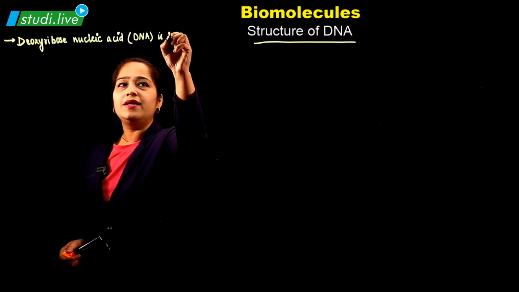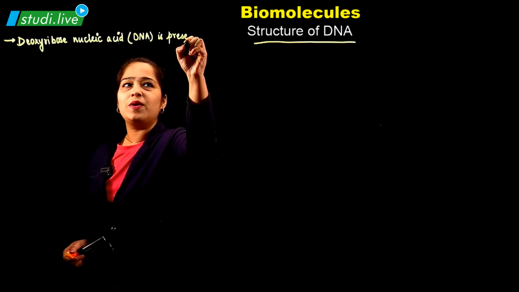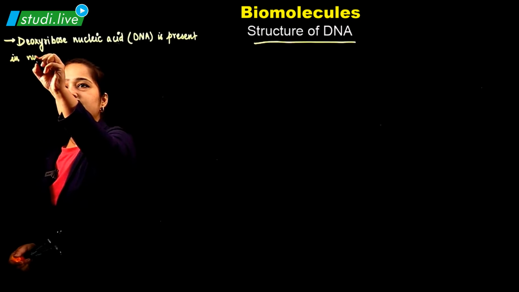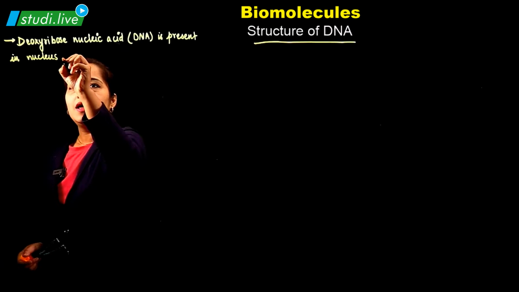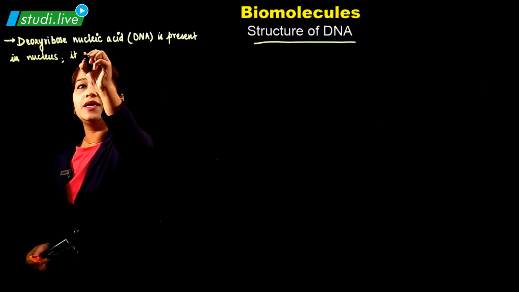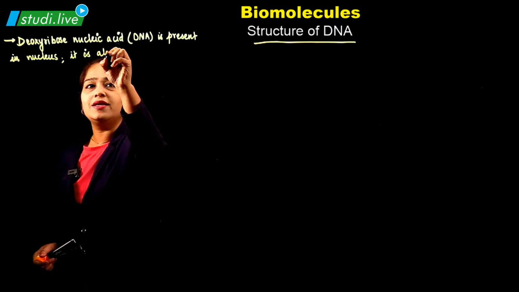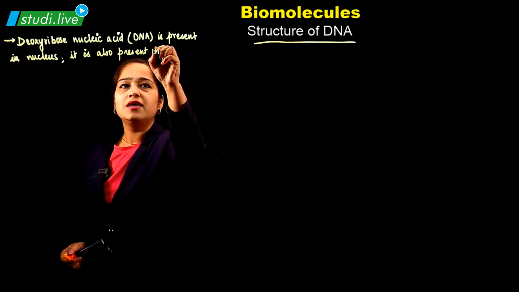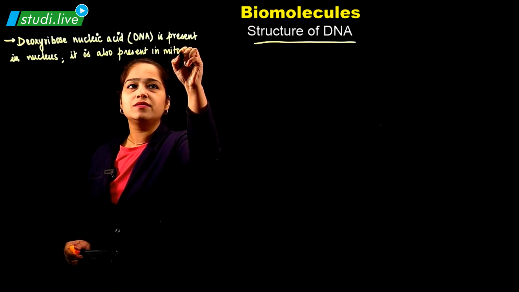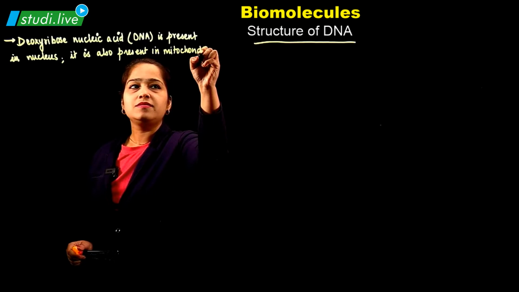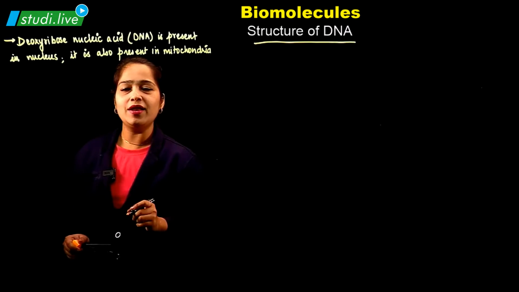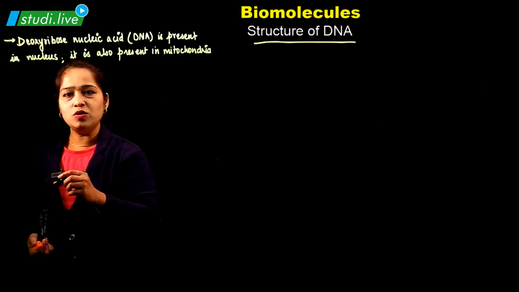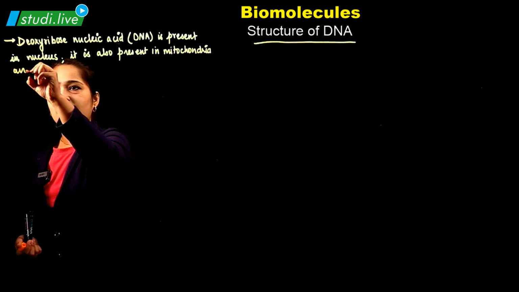Where is it present? It is present in the nucleus of each cell, and it is also present in mitochondria and chloroplast. This is in eukaryotes. So in eukaryotes, this DNA is present in the nucleus, and it is also present in the mitochondria and chloroplast.